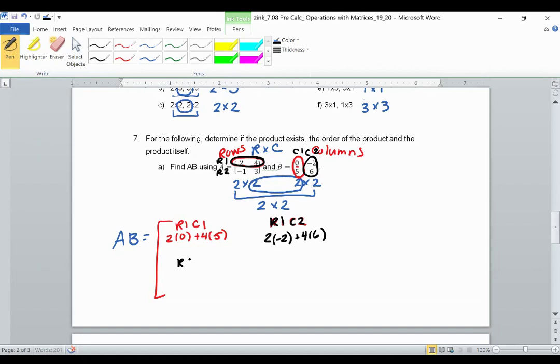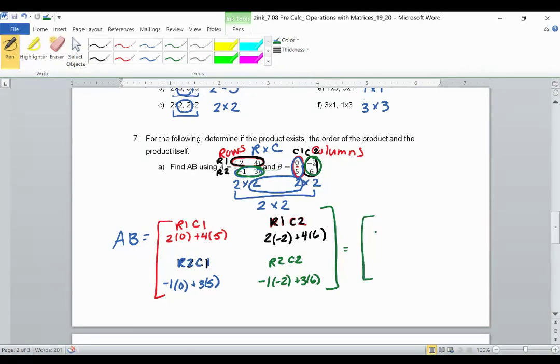Next one we'll do is going to be row 2, column 1. Oh, let me switch colors again. Row 2, column 1. So now I'm looking at row 2 and column 1 is my blues. So I'm going to do negative 1 times 0 plus 3 times 5. And lastly, we're going to do row 2, column 2. So row 2, column 2 are the green ones. Negative 1 times negative 2 plus 3 times 6.